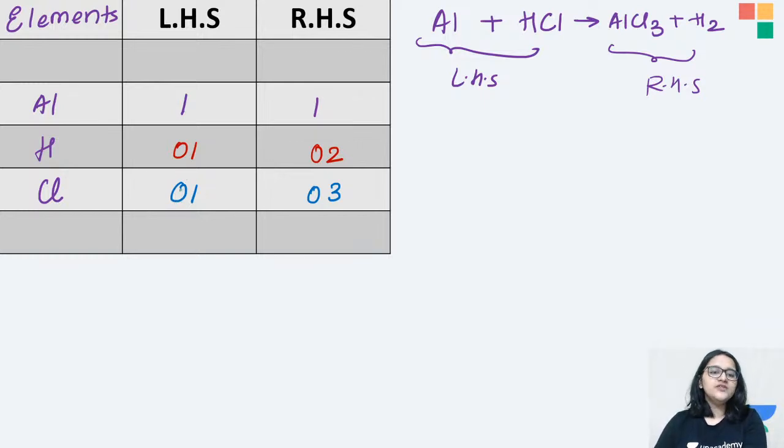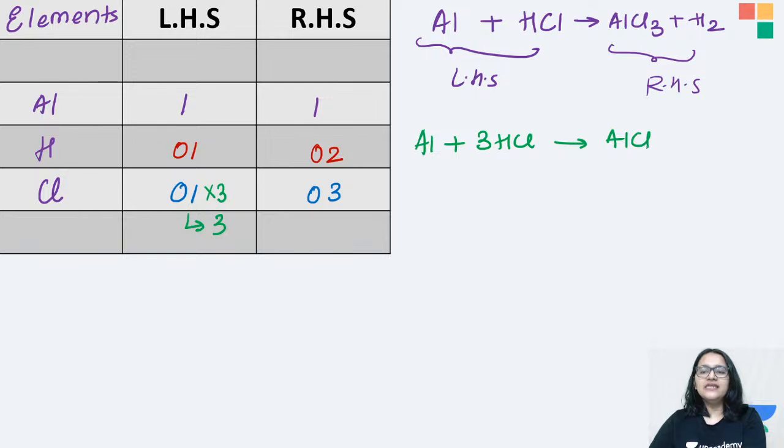So can I convert this 1 into 3? Yes, 1 1s are 1, 1 2s are 2, and 1 3s are 3. So if I multiply this 1 by 3, I am going to get the answer as 3, right? It means that I have to multiply the chlorine on the left hand side with the number 3. So can I write this as Al plus 3HCl gives me AlCl3 plus H2.